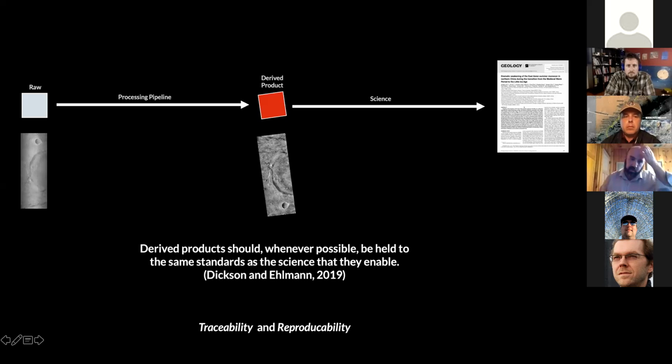So what we were trying to do with the CTX mosaic is balance this equation: if you're making a derived product for the community to use, then our standards for traceability and reproducibility on the processing pipeline side should be as close as possible to what we use when we're actually conducting science with the data itself. This is the foundation of everything that goes into a scientific work. So how do we maximize the amount of information that we get from this pipeline part of the process?